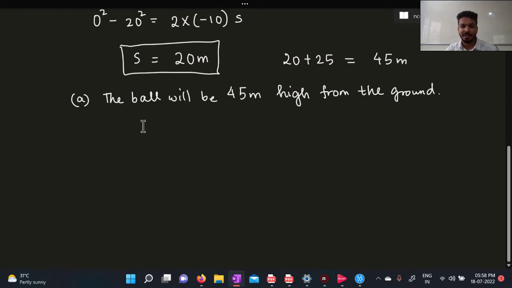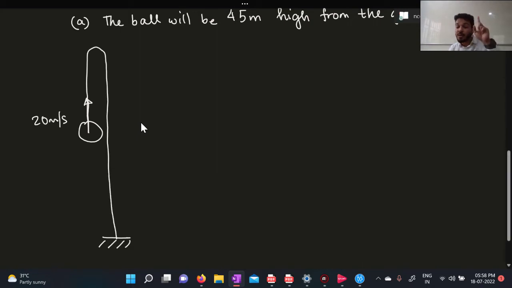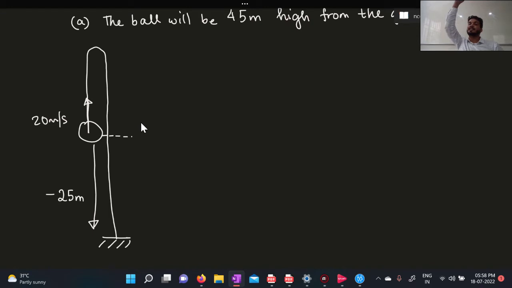We'll take a shortcut. If the ball initially started with, let's say, 20 meter per second in the upwards direction, it will go high, but it will again come back and then it will reach the ground. So if I ask you what is the displacement, not the distance, the displacement is going to be minus 25 meters. It went 20 meters up, then it again came back 20 meters, and then it fell down by 25 meters. So if I say the final displacement is equal to minus 25 meters, there is nothing wrong with this.